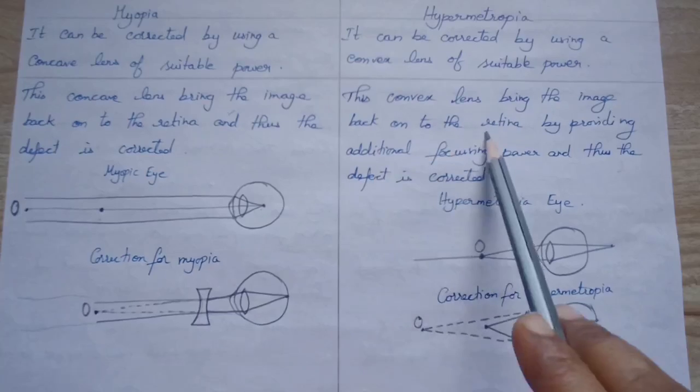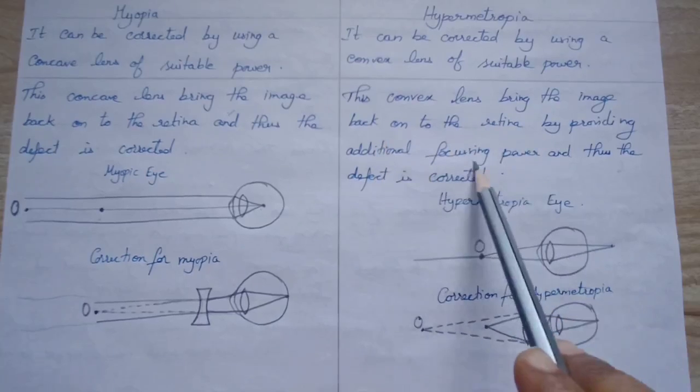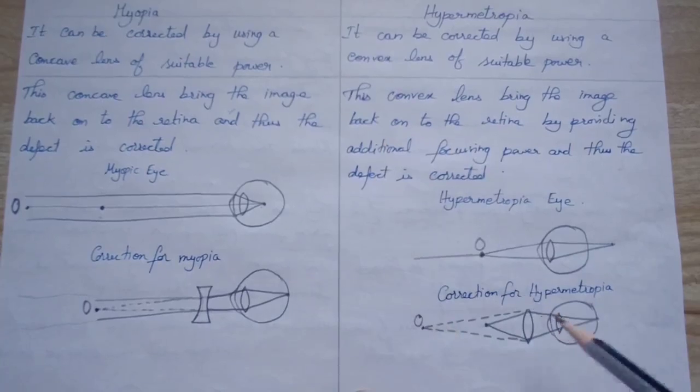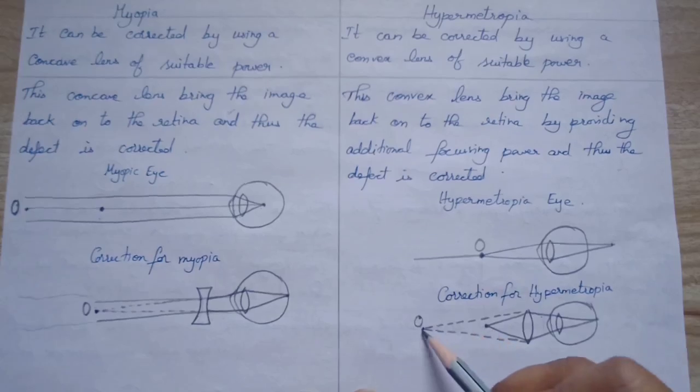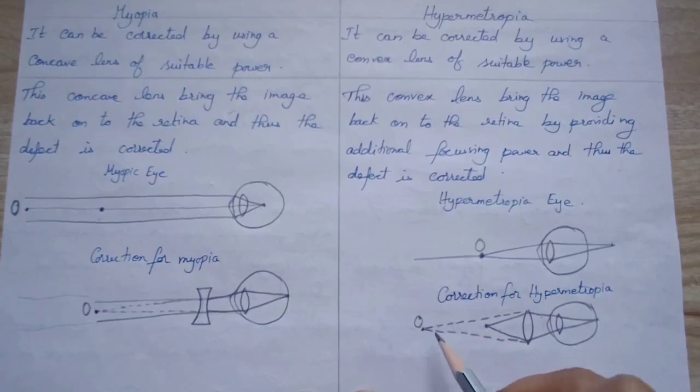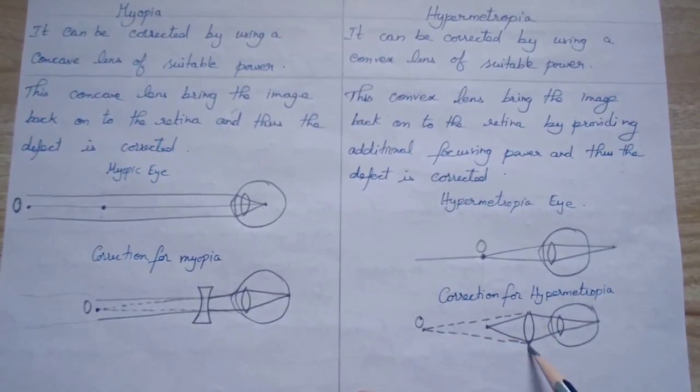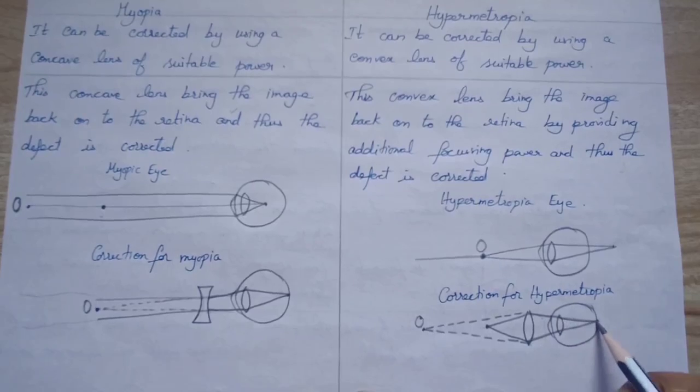By providing additional focusing power, the defect is corrected. How? See, for them this is their near point, right? So we have to bring the image here, right? How can we bring the image here? If you place a convex lens here, the rays from this object converge further here, and it is further converged, and your image will be formed on the retina.